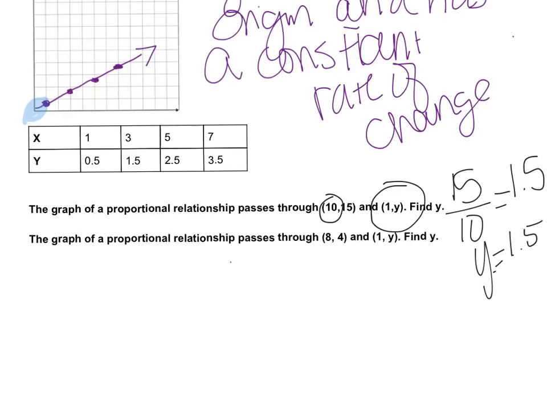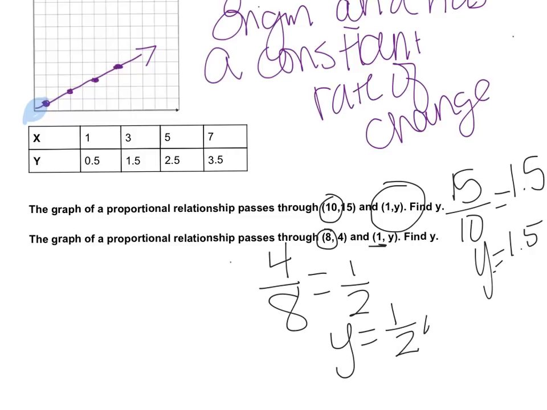Okay, let's try the same thing with the next one. So we want, again, the x to be 1. So this needs to be 1, so we're going to do 4 divided by 8, which equals 1/2. So y equals 1/2, or 0.5. Okay? All right, let's go ahead and go to the next page.